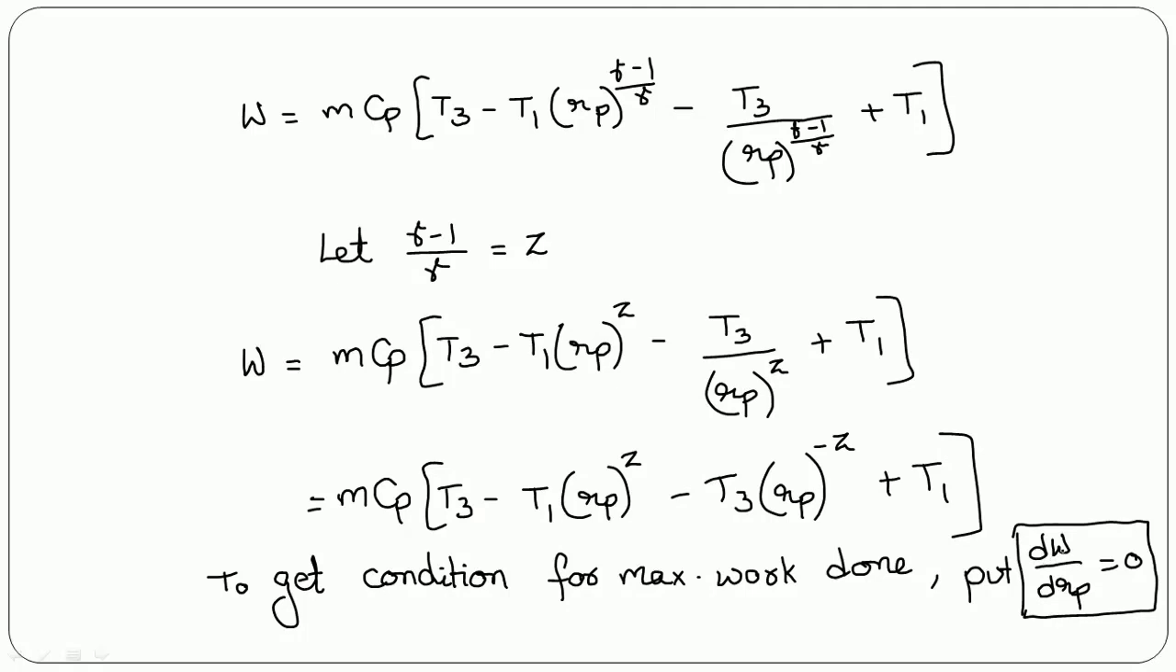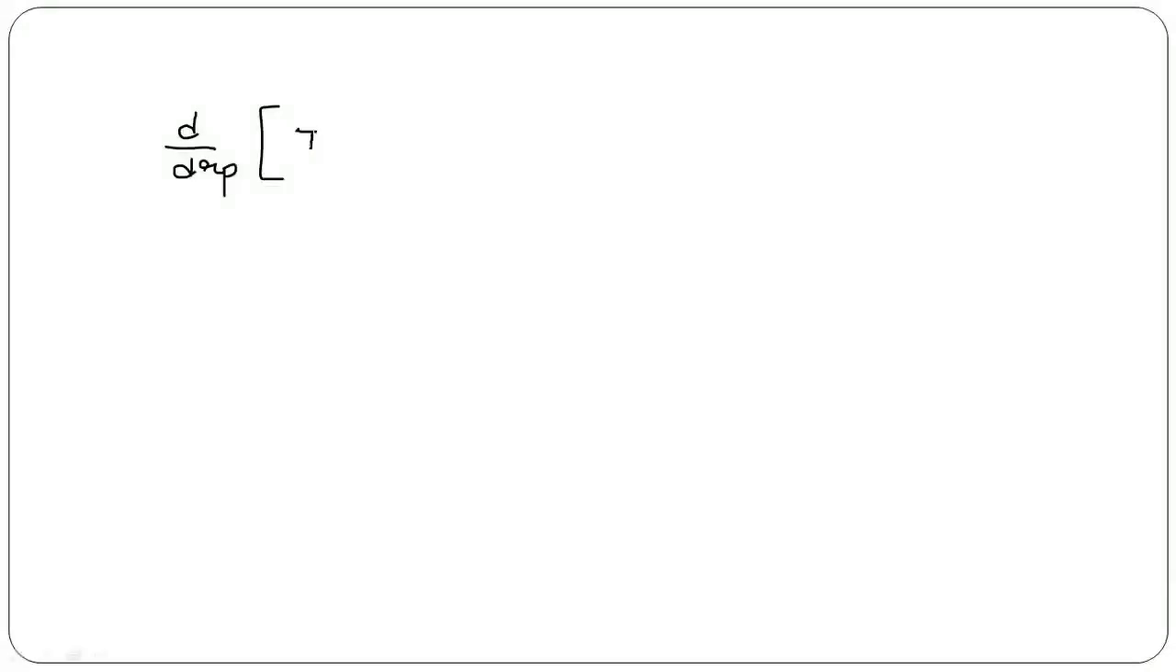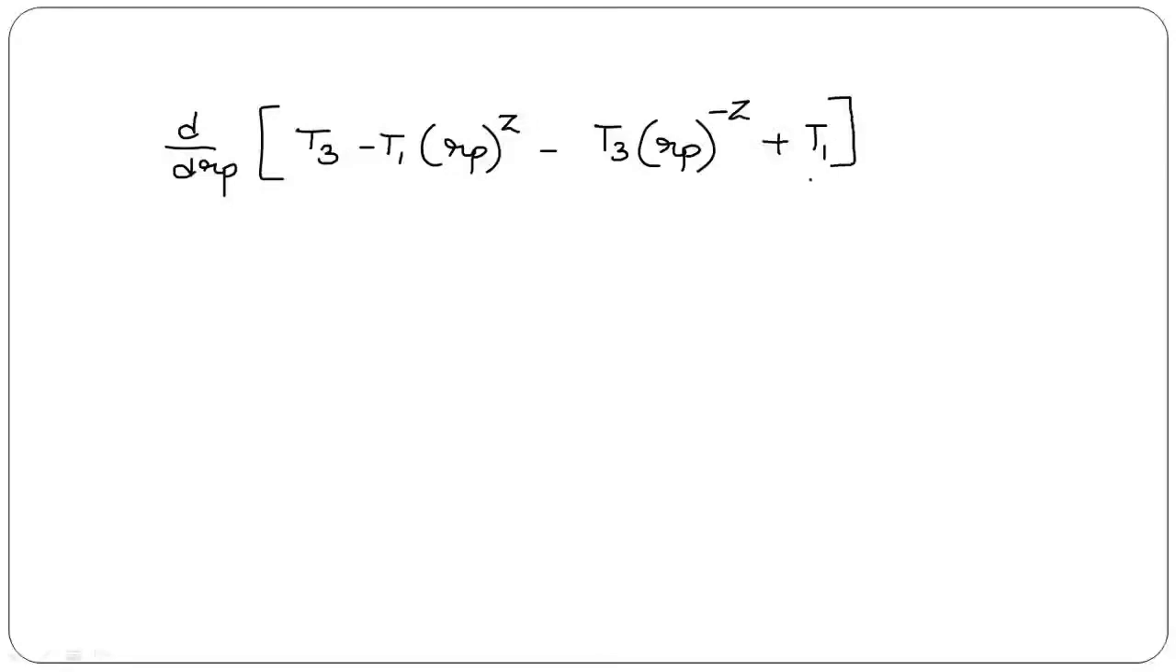So then only we are going to get the condition for maximum work done here. Now here, d by dRp of, we can't differentiate mCp, so mCp can be removed. We need to write this term T3 minus T1 into Rp to the power z minus T3 into Rp to the power minus z plus T1 here. So this is equal to 0.